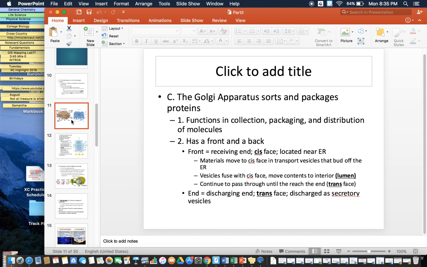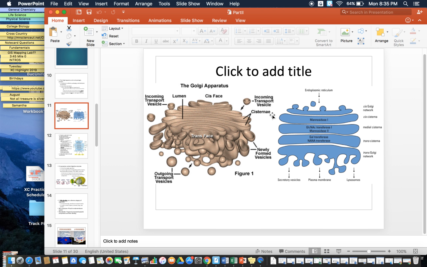Okay. So here's the Golgi apparatus. This is showing a kind of 3D model of what it looks like. The cis face, which is facing the ER, and then the trans face, usually facing the plasma membrane. So they're outgoing transport vesicles.